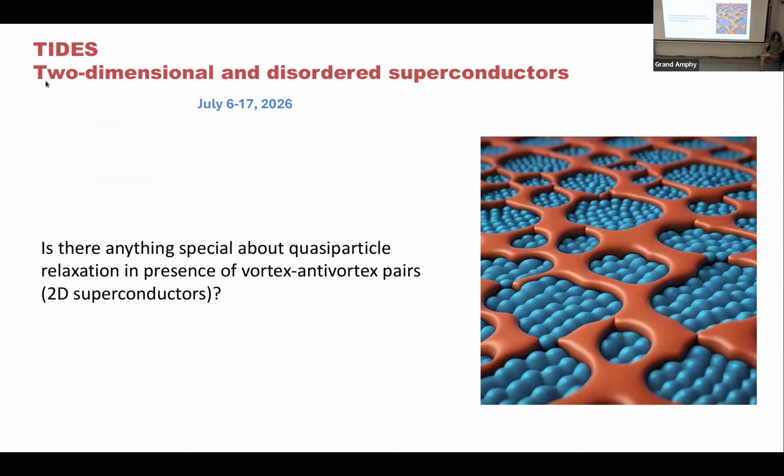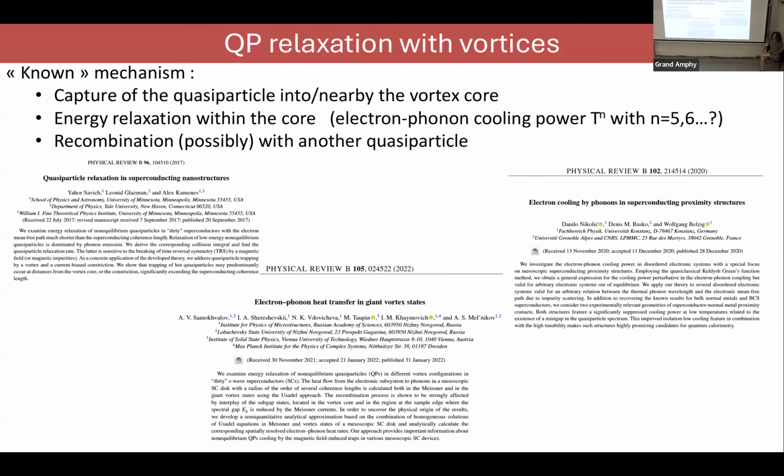Okay. So this is a question which also has to do with quasi-particle relaxation, but in a very specific way, related to what we heard yesterday, for example from Christoph: what can happen to quasi-particle relaxation in the presence of vortex anti-vortex pairs, which is specific to these conductors. And why am I asking that? If you just consider quasi-particle relaxation in the context of regular vortices, I think this is rather well understood.